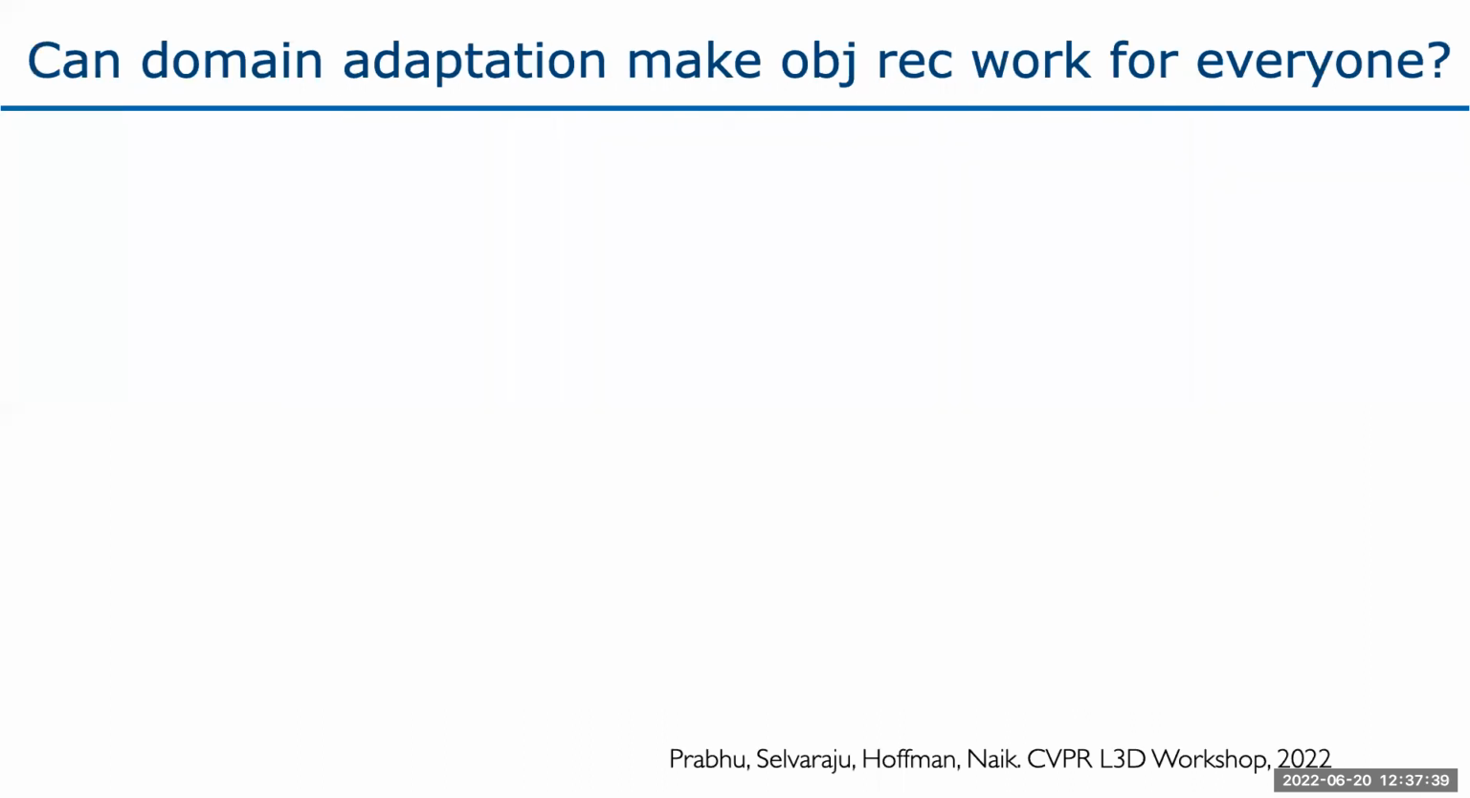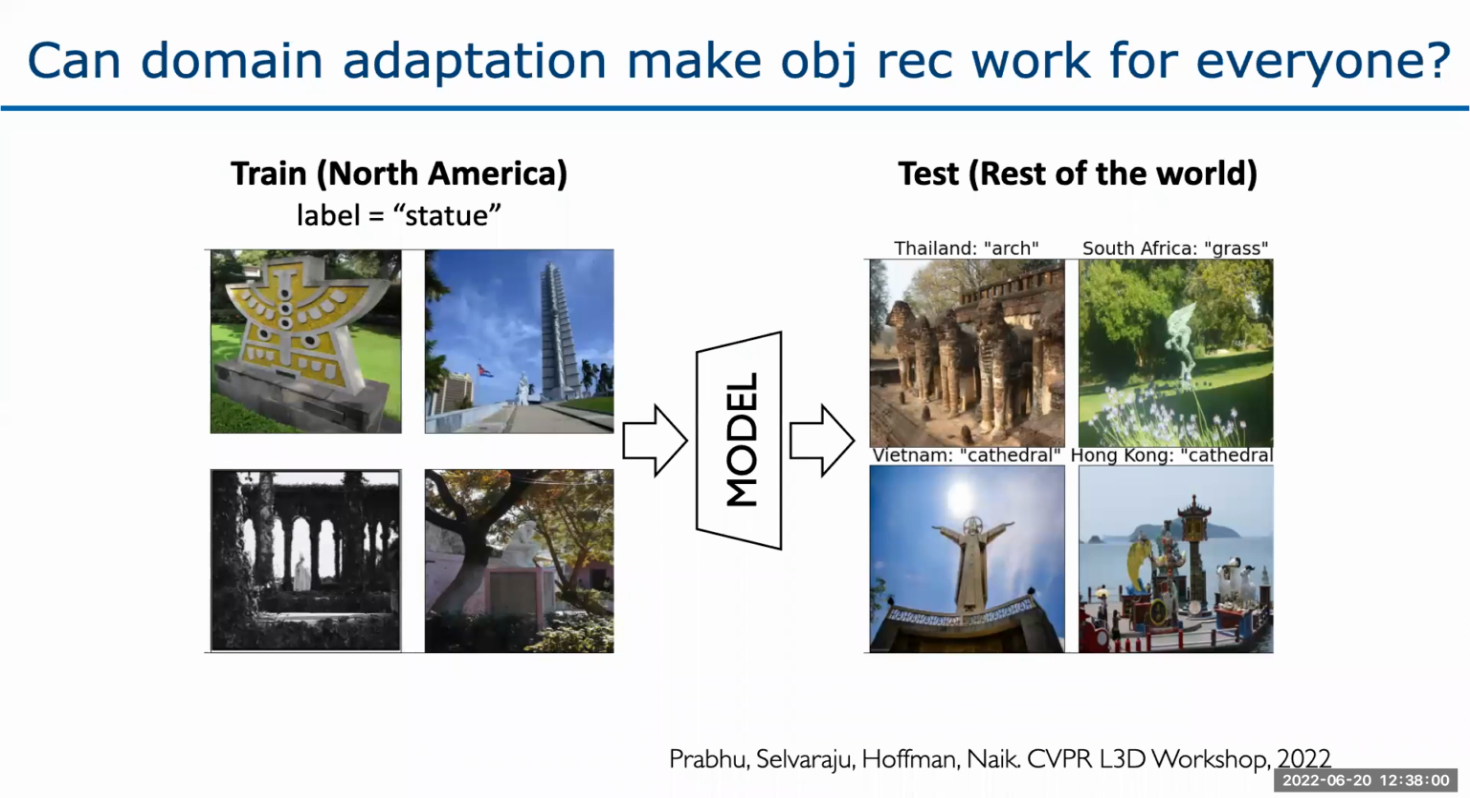So far, we've been talking about domain adaptation as a way to match representations between the train and test sets, so we tried to ask whether domain adaptation can fit this setting and help make object recognition models work for everyone. And this was presented at a workshop earlier today. So the goal is to take models that are trained to recognize, say, statues from North America, shown here on the left, to also recognize statues from Thailand and South Africa and Vietnam, which currently the model is not doing very well.